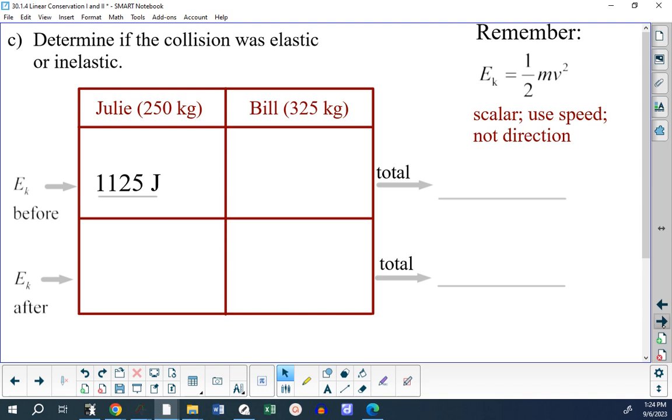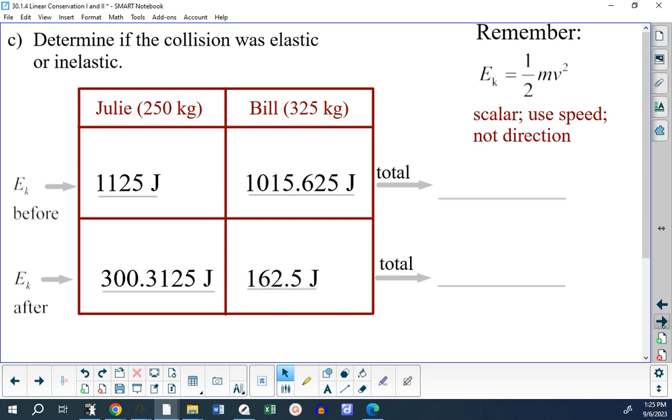I asked you to calculate Julie's kinetic energy afterwards. I didn't quite catch that. 300.125, jackpot. Taylor, Bill's kinetic energy before? 1015.625, good. Teague, can you tell us what you got for Bill's kinetic energy after? 162.5, perfect. And the purpose here is to determine if kinetic energy was conserved.